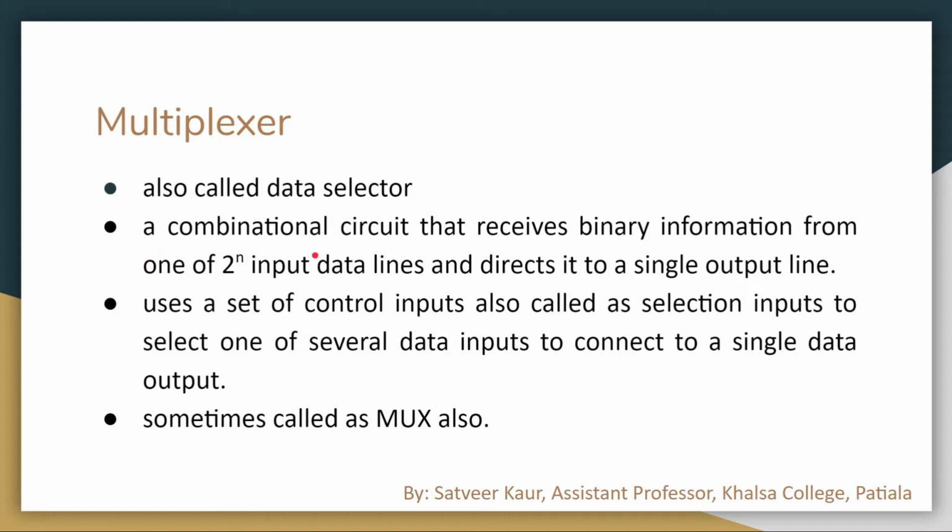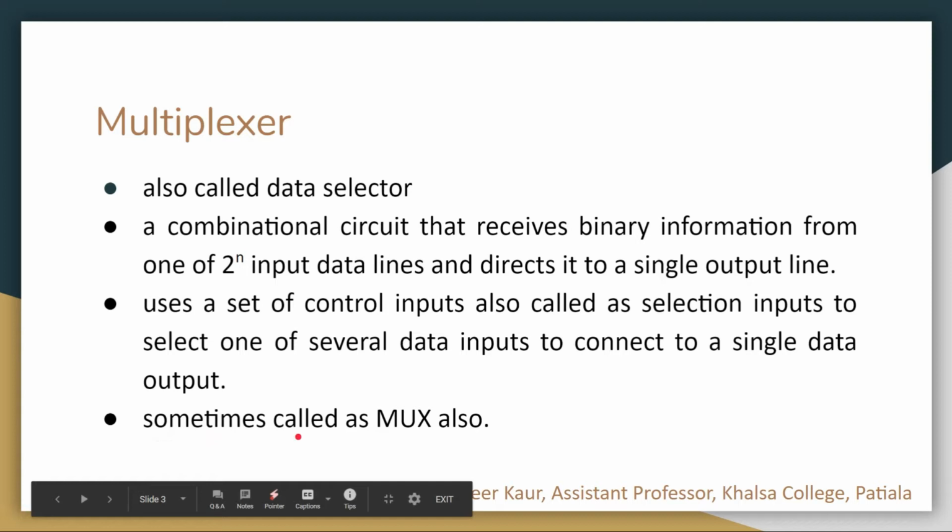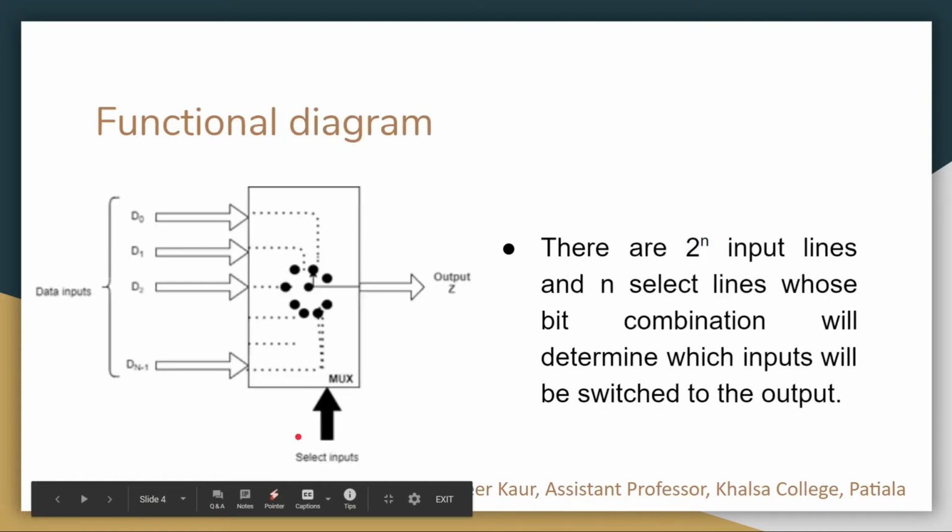It is a combinational circuit that receives binary information from one of 2^n input data lines and directs it to a single output line. It uses a set of control inputs, also called selection lines or selection inputs, to select one of several data inputs to connect to a single data output. It is sometimes called a mux also.